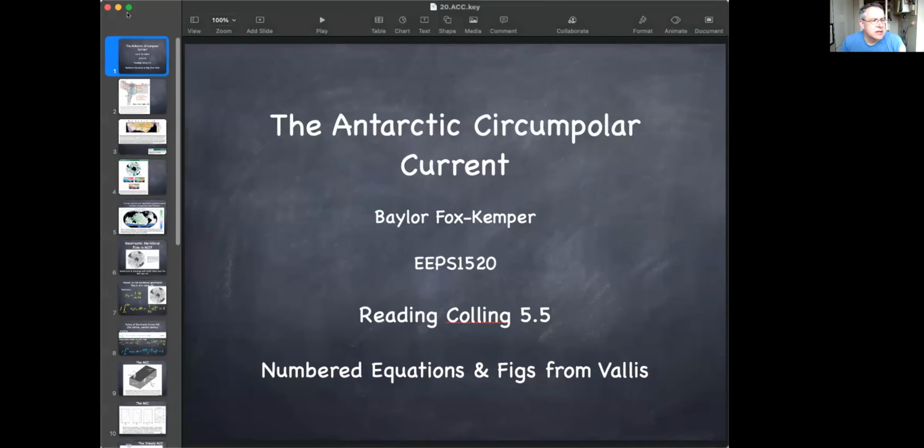Okay, so today we're going to talk about the Antarctic Circumpolar Current, which is the big current that goes around Antarctica. This will be a relatively short video. There are some nice schematics of how it works in the Colling book in chapter 5, section 5. There's some discussion in Vallis as well, but that's a bit abstract.